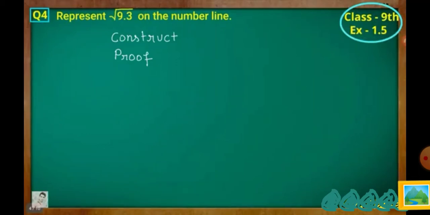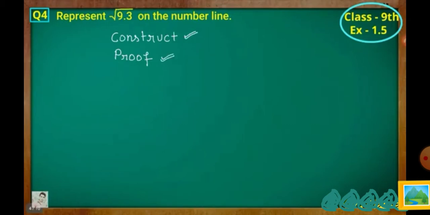Class 9th, exercise number 1.3, question number 4 we will discuss now. The question is: represent square root of 9.3 on the number line. Here, square root of 9.3 we have to show on the number line. Now we will divide this question into two parts. First part is construction, second part is proof.